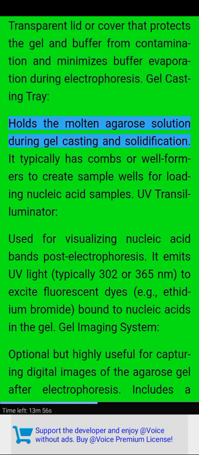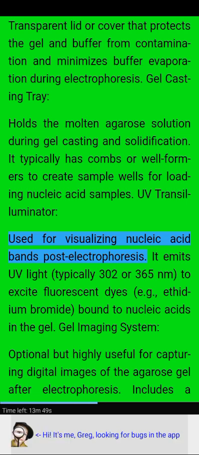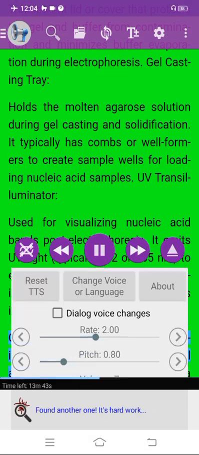Gel casting tray holds the molten agarose solution during gel casting and solidification. It typically has combs or well formers to create sample wells for loading nucleic acid samples. UV transilluminator: used for visualizing nucleic acid bands post electrophoresis. It emits UV light, typically 302 or 365 nanometers, to excite fluorescent dyes, e.g., ethidium bromide, bound to nucleic acids in the gel. Gel imaging system: optional but highly useful for capturing digital images of the agarose gel after electrophoresis.